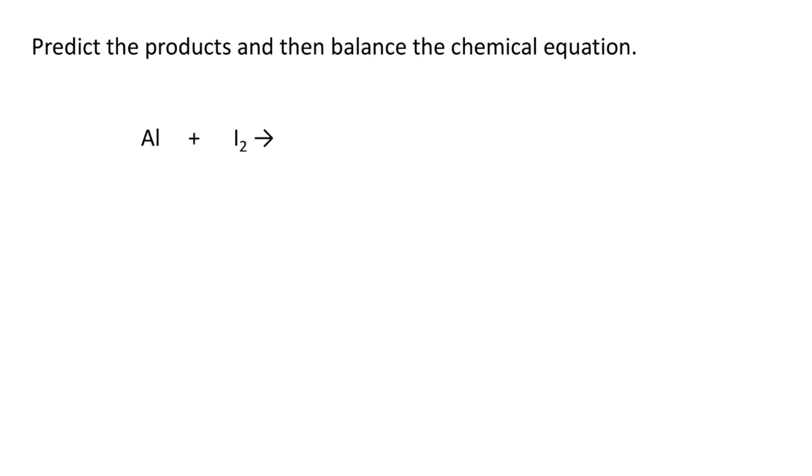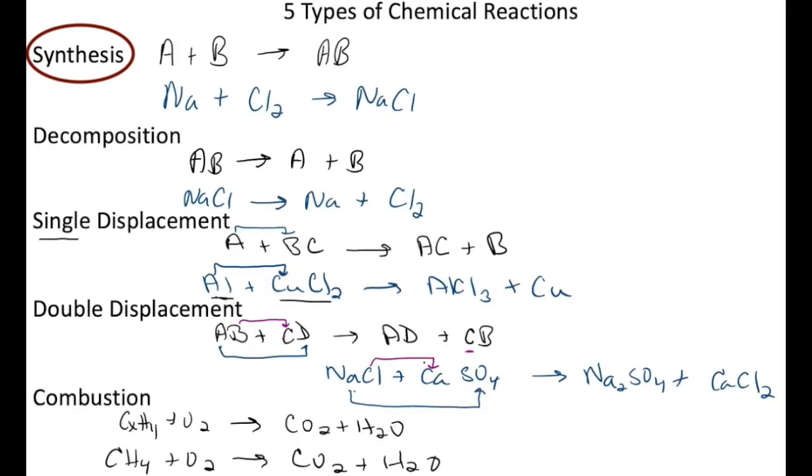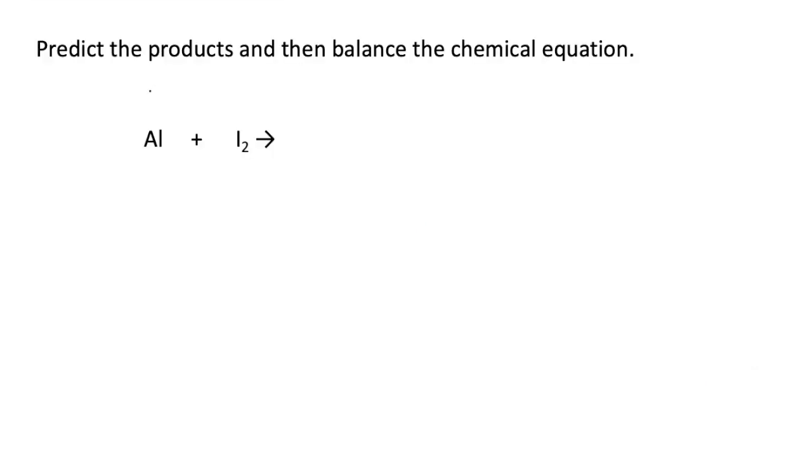Hey, it's Doc Williams, and in this video, we will predict the products of a synthesis reaction and then balance the chemical equation. Looking at our general equations for the different types of chemical reactions, I will assign aluminum, it being a single type of element, as A, plus iodide as B. Even though we have a subscript of 2, because iodide exists as a diatom in nature, it still is considered a single compound. A plus B matches our synthesis reaction, which will give us a product of AB.